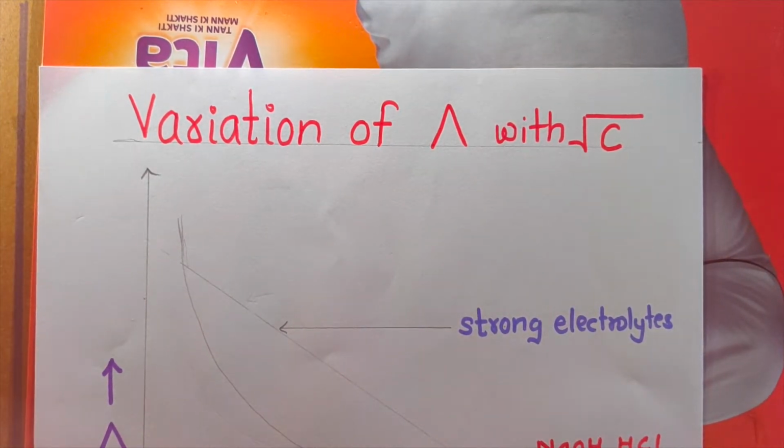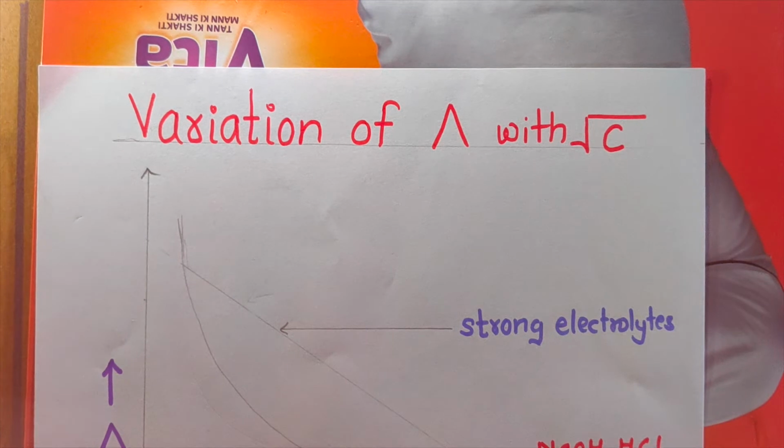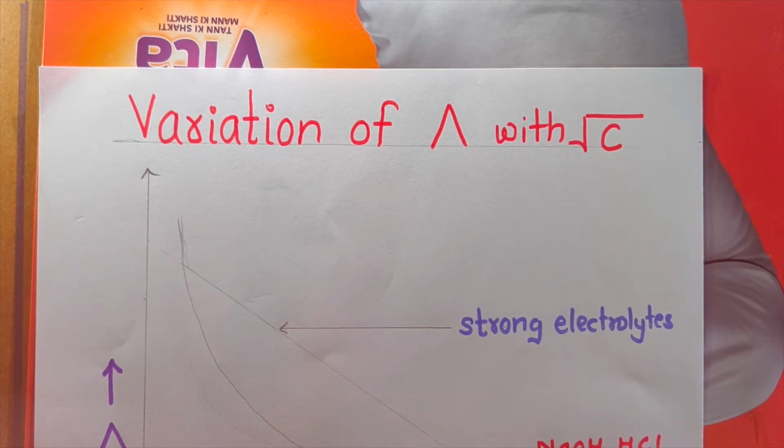Now suppose the concentration is large; at that time the molar conductivity will be less. Suppose this is the point at which the concentration is this much and the molar conductivity is this much. Now when we dilute the solution, the concentration will decrease. What will happen to the molar conductivity? It will increase.